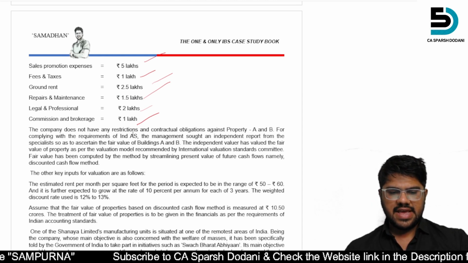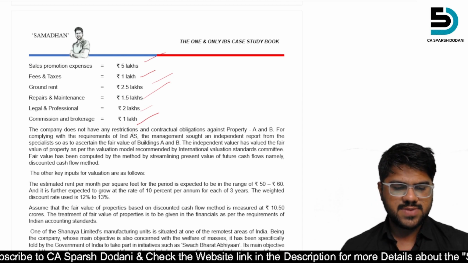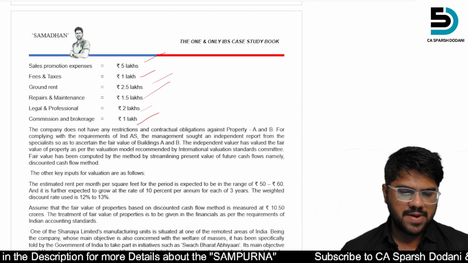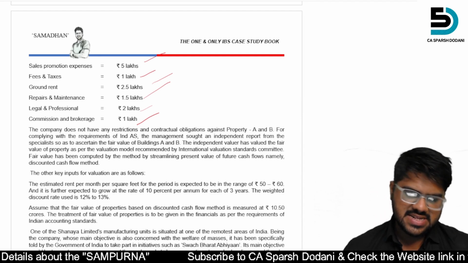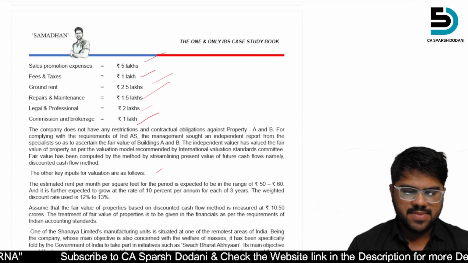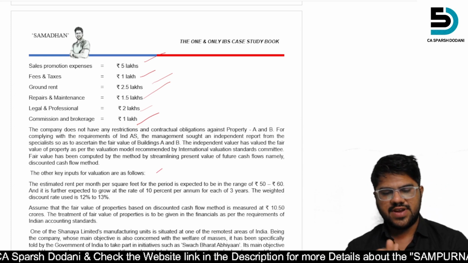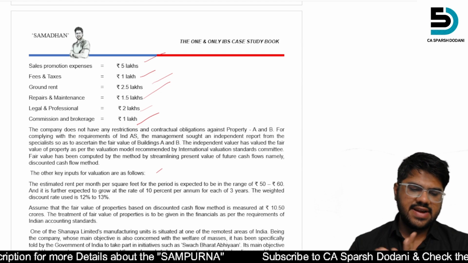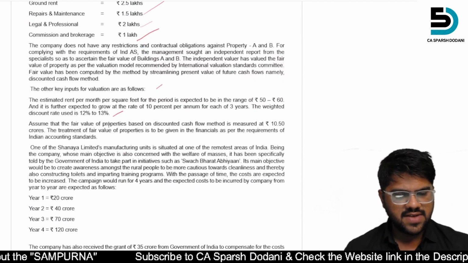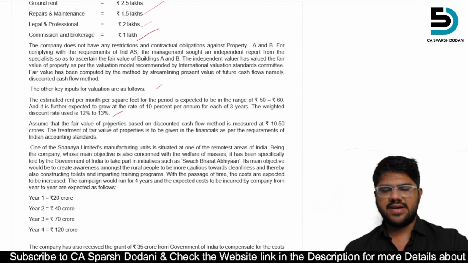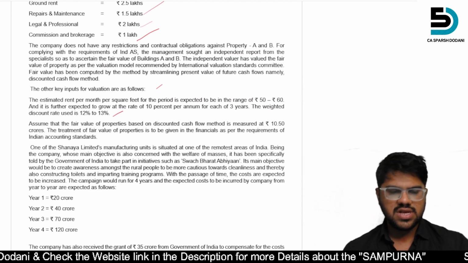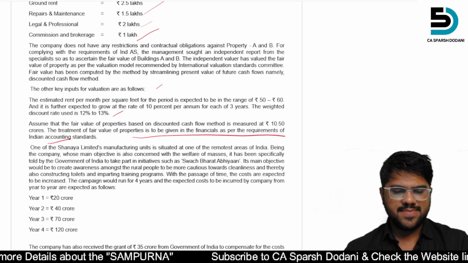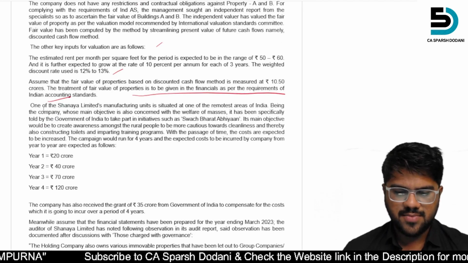For complying with the requirement of Ind AS, the management sought an independent report from a specialist to ascertain the fair value of buildings A and B. The independent valuer valued the fair value of the property as per the valuation model recommended by IBS. Other key inputs are the estimated rent per month per square feet, expected to be in the range of 50 to 60, and it is further expected to grow at the rate of 10% per annum for each of 3 years. The weighted discount rate is 12 to 13%. Assume that the fair value of the property based on the discounted cash flow method is measured at rupees 10.5 crores. The treatment of fair value of property is to be given in the financial statements as per the requirements of Ind AS. One of Shanaya Limited's manufacturing units is situated in one of the remotest areas of India.